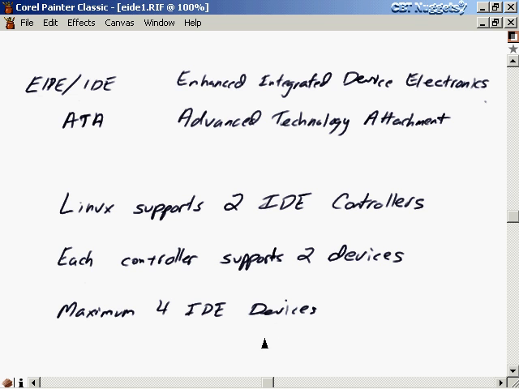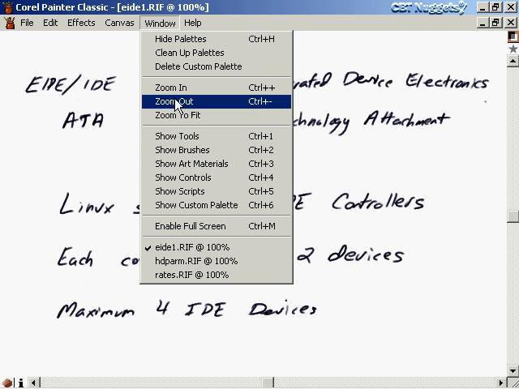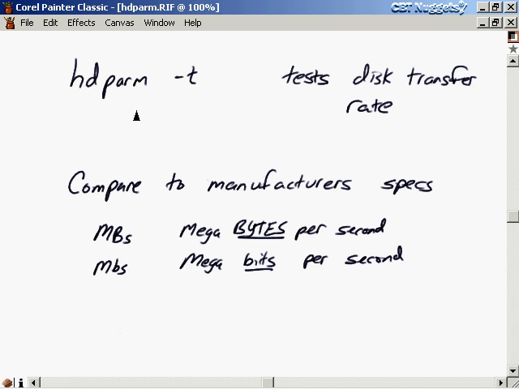Now, if you have an IDE hard drive and you think it's not performing up to par, you can do a test on it. You can say hdparm with the lowercase t option and then specify the disk that you want to test, like /dev/hda or something like that. It would test the disk transfer rate of that particular disk. It would do a bunch of transfers and then give you some summary information, like the disk transferred 15 megabytes per second.